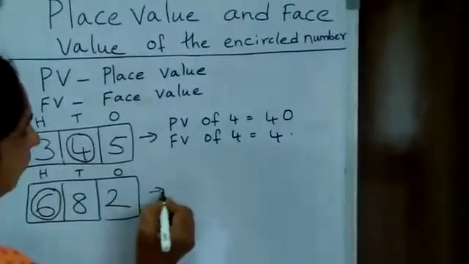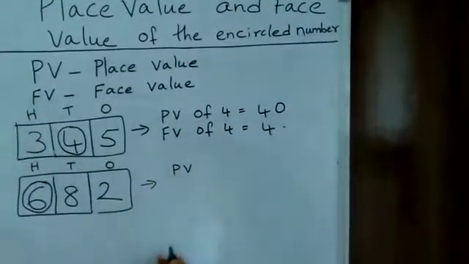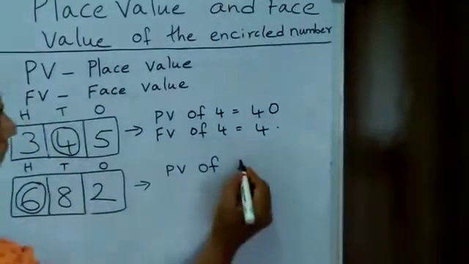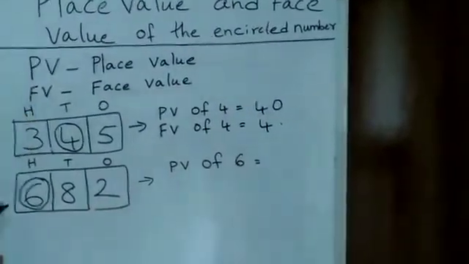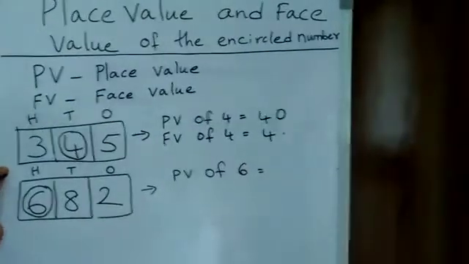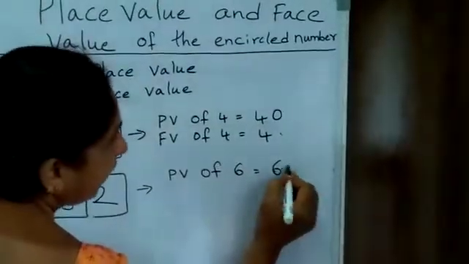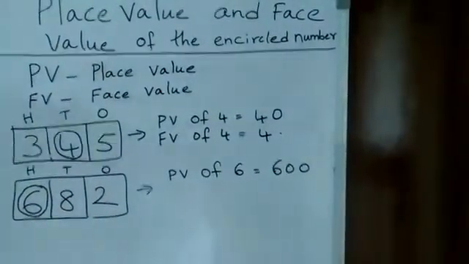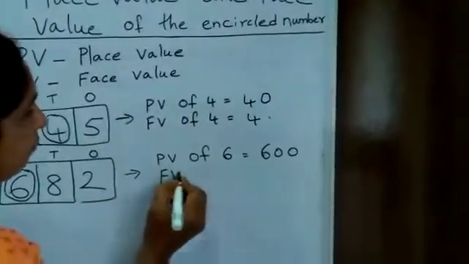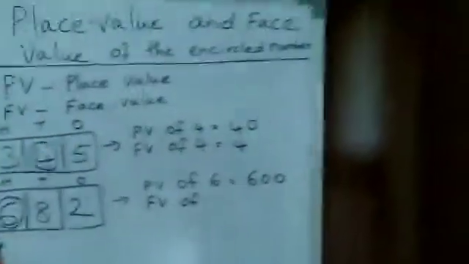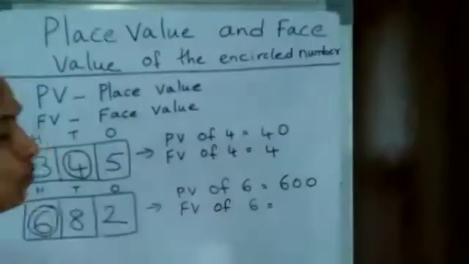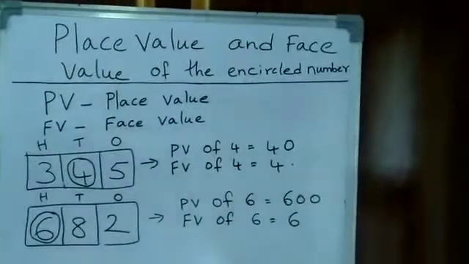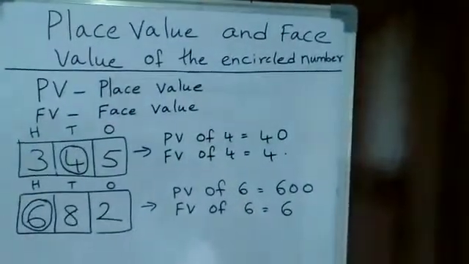See here. PV. PV means what? Place value of which number? 6 is equal to. So 6 is in which place? Hundreds place. 600. So the place value of 6 is 600. And here FV. FV means face value. Face value of 6. What is the face value of 6? 6. Its number name is 6. So the face value will not change.